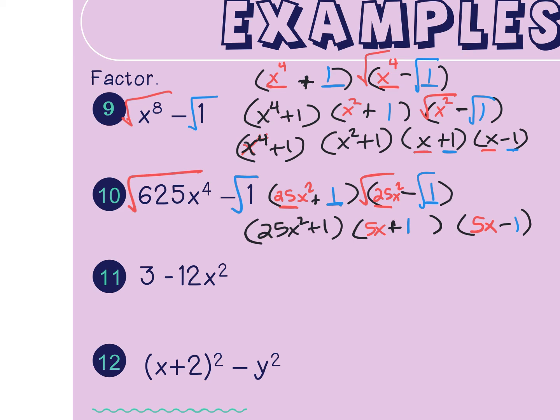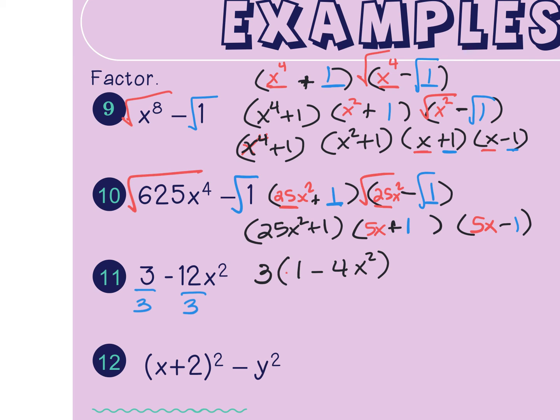Next one, at first glance, you might think, oh, 3 and 12, they're not perfect squares. What am I going to do here? But again, always, always, always look to see if you can divide by the GCF first. And I can. My GCF here is 3. So I'm going to divide both of those by 3. And now I'm left with 1 minus 4x squared. Now I have the difference of two squares. It's written backwards, but I can still factor it.